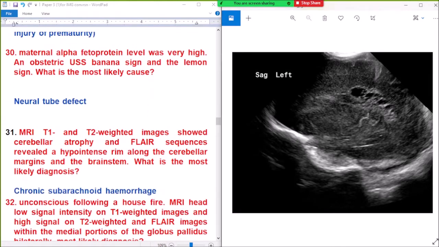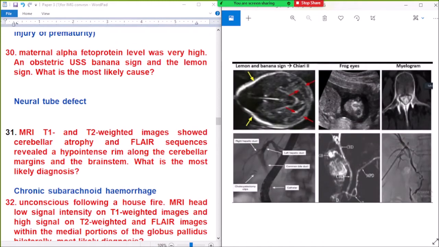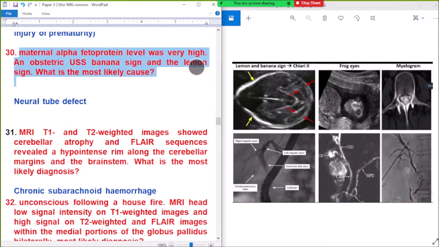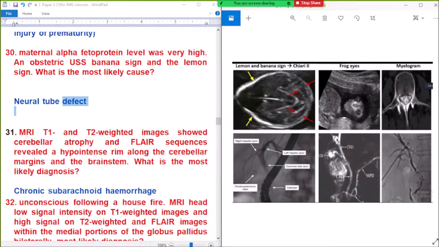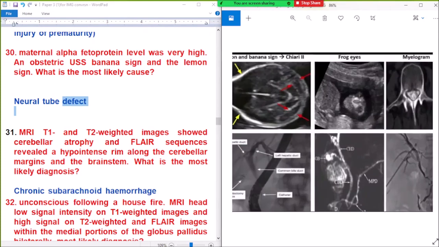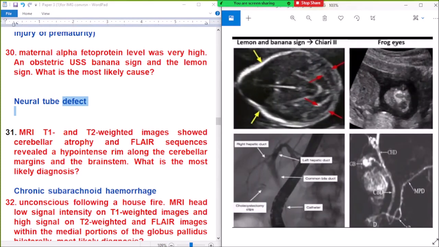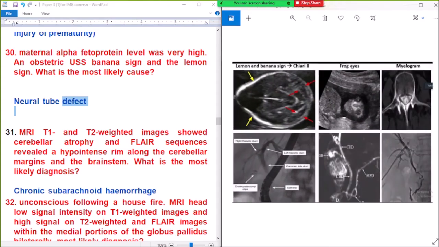Question number 30. Maternal alpha-fetoprotein level was very high, and obstetric ultrasound shows the banana sign and the lemon sign. Most likely cause: neural tube defect. Lemon sign and banana sign, diagnosis neural tube defect.